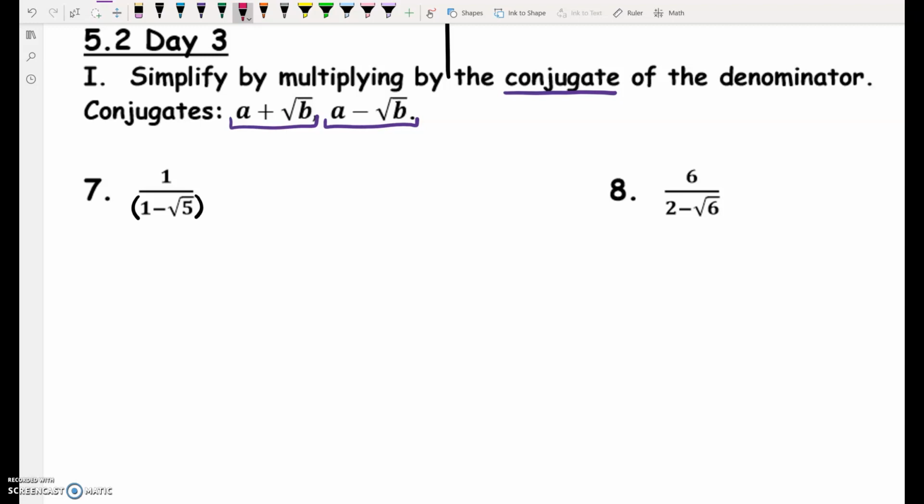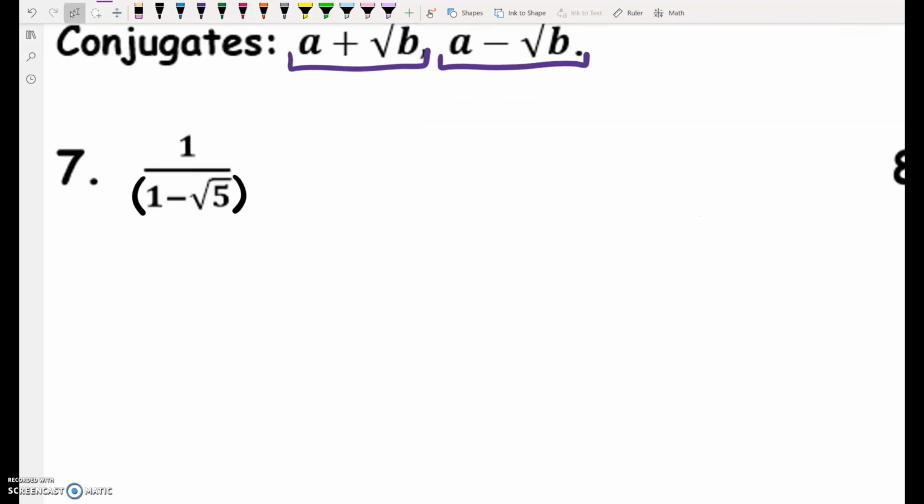In number 7, we cannot have 1 minus the square root of 5 on the bottom of this fraction. That's a radical on the bottom, and that's bad. So we are going to multiply by the conjugate. The conjugate of 1 minus the square root of 5 is 1 plus the square root of 5. It's the same exact expression with the opposite symbol.